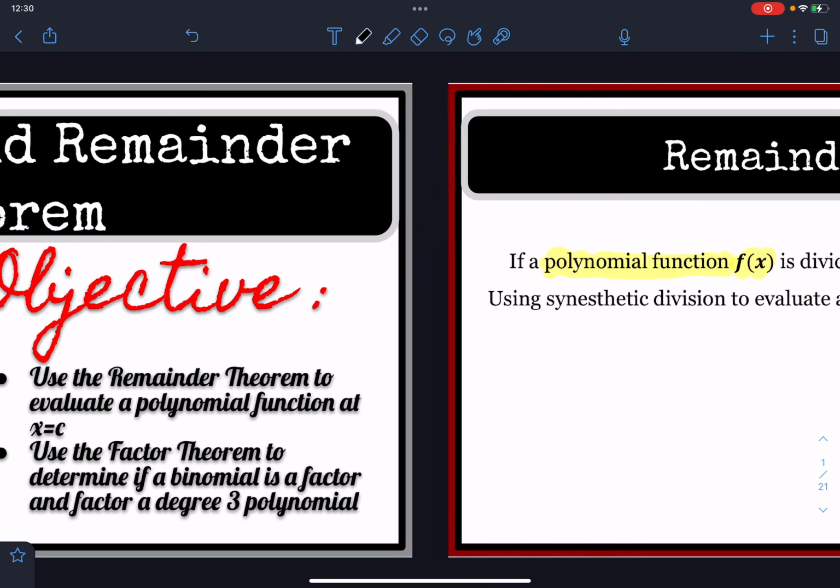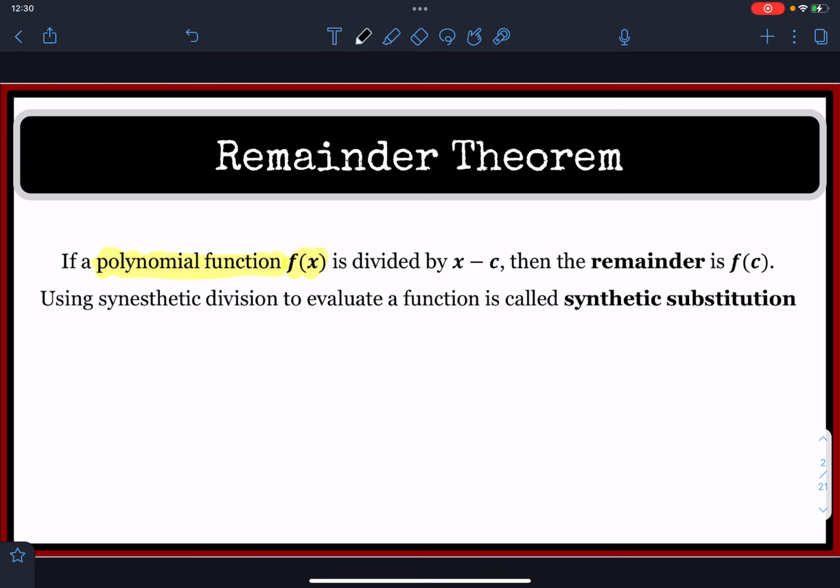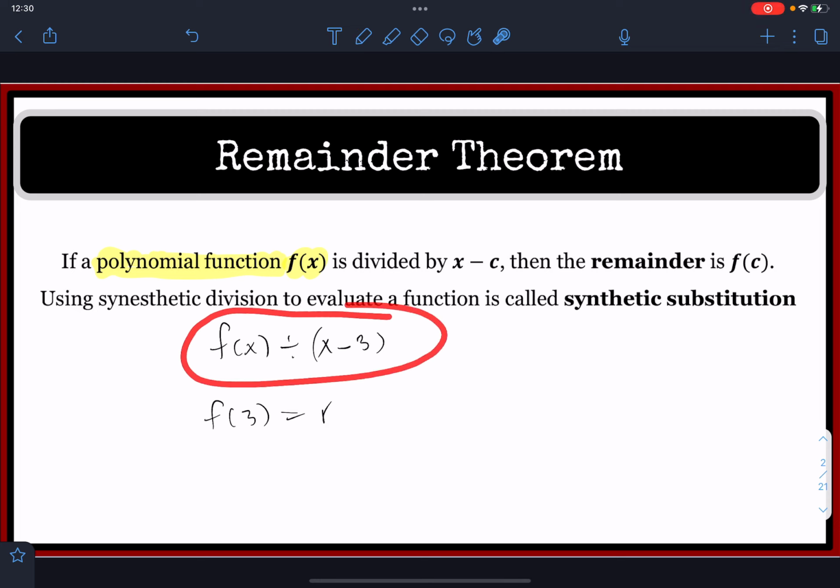So let's begin by first going over the remainder theorem. The remainder theorem states that if a function is a polynomial and is divided by x minus c, then the remainder is the value of f of c. So in other words, if I have this function f of x and I'm dividing it by, let's say, x minus 3, I can evaluate my function at f of 3 by getting the remainder of this division right here. So that's what our remainder theorem is stating here.